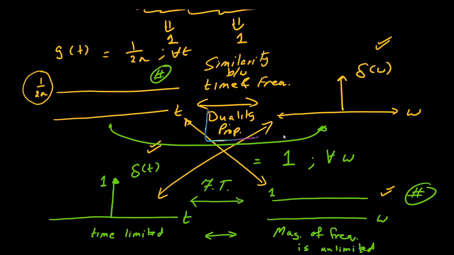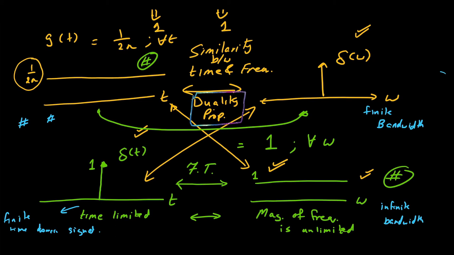Also on a side note, if we have a signal which is infinite in time, we have a finite bandwidth. And if we have infinite bandwidth, this indicates that we have a finite time domain signal.